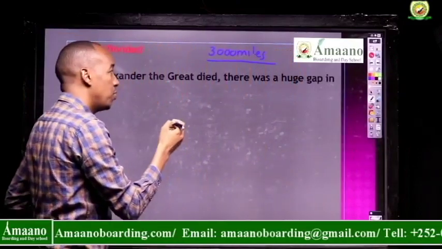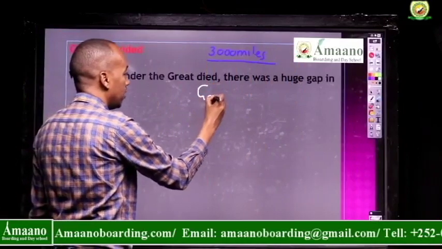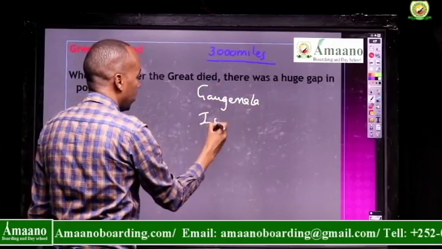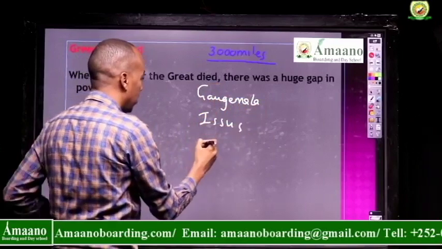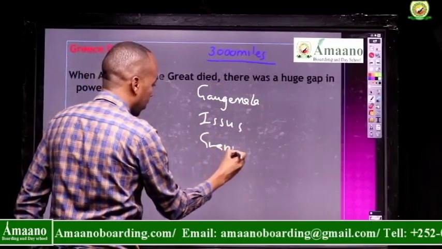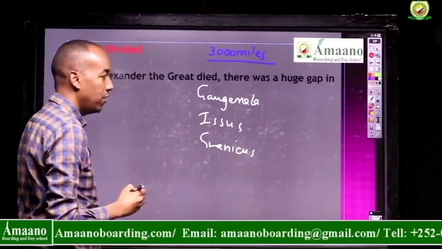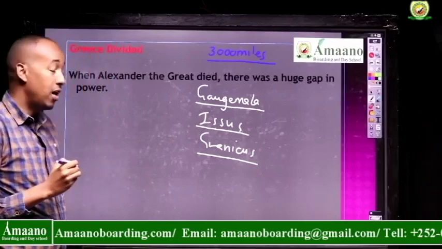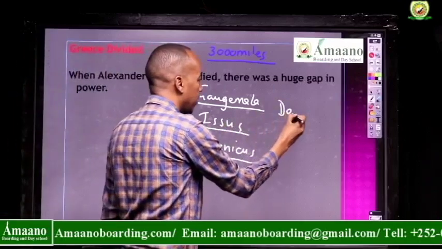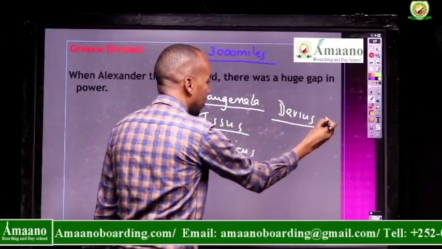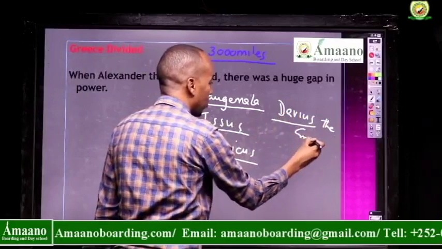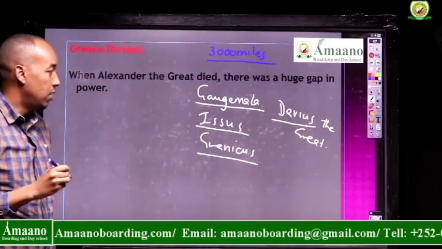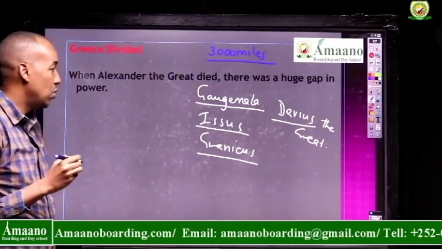And they fought Persia in 3 different wars, okay? The wars they fought were called Gaugamela, Issus, and Granicus. In all 3 wars that Alexander fought against the Persians, he was able to defeat them. The Persian leader at that time was called Darius the Great. Even Darius fled for his life after he saw his army defeated by Alexander the Great, and eventually he was captured and killed.